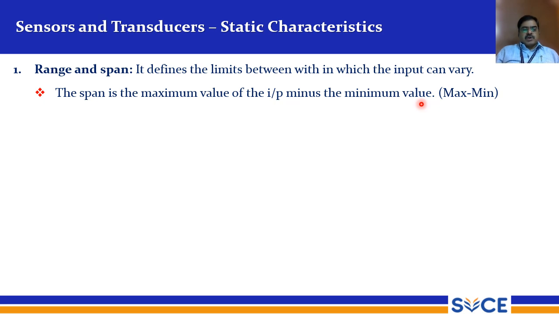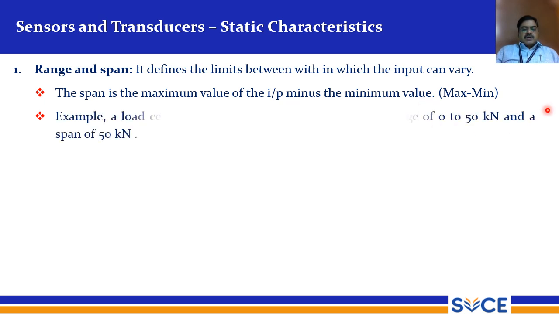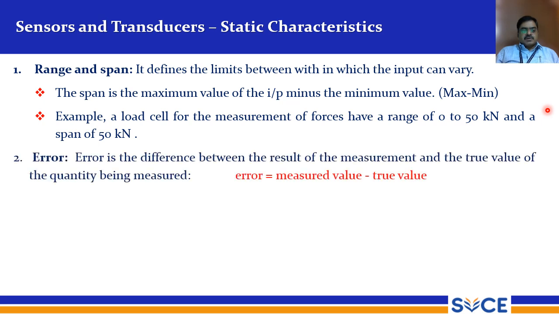Both numbers should be specified. For example, a load cell for the measurement of force has a range of 0 to 50 kilonewton. So the span is maximum minus minimum, that is 50 minus 0, which is 50 kilonewton.